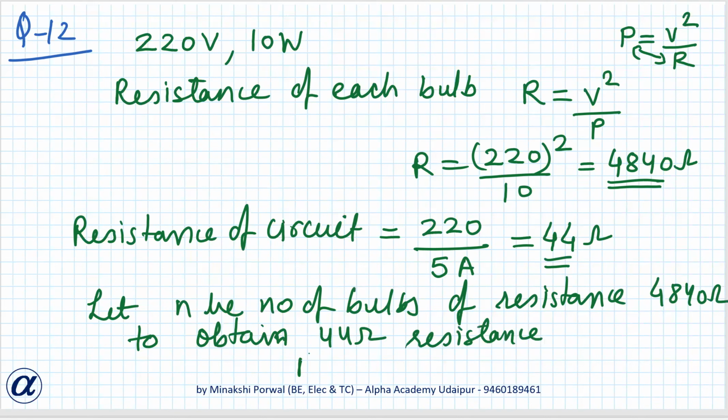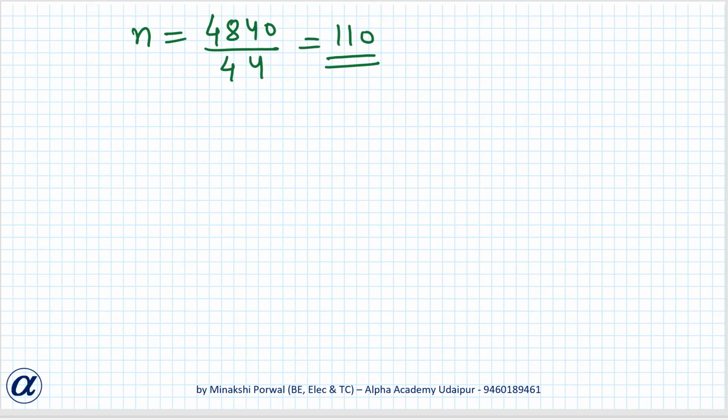Okay, so Rp equals R upon N. This formula we will use. Rp is 44, R is 4840 upon N. So N equals 4840 upon 44, which is equal to 110. So the answer is 110. As it is a number, there will be no unit for it.